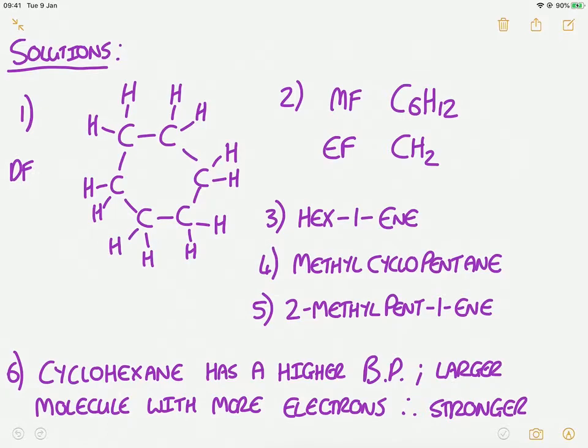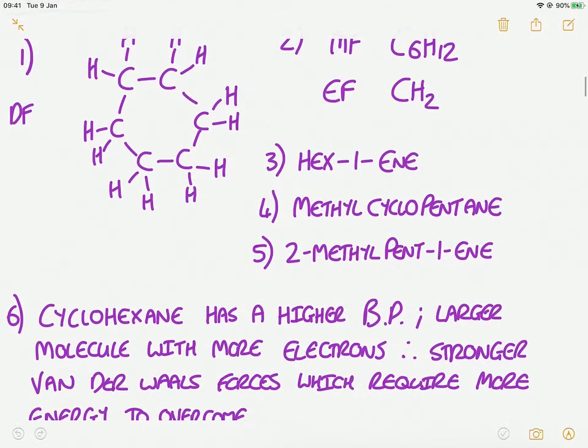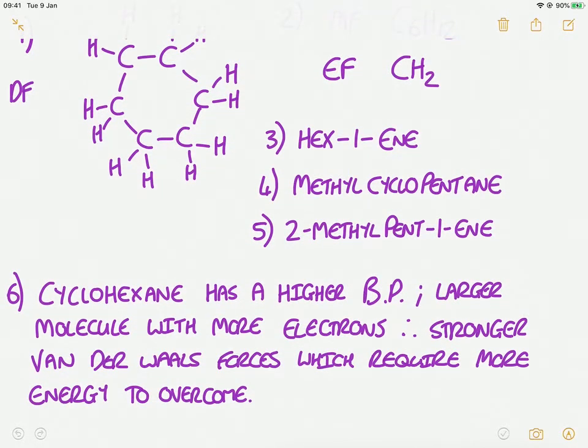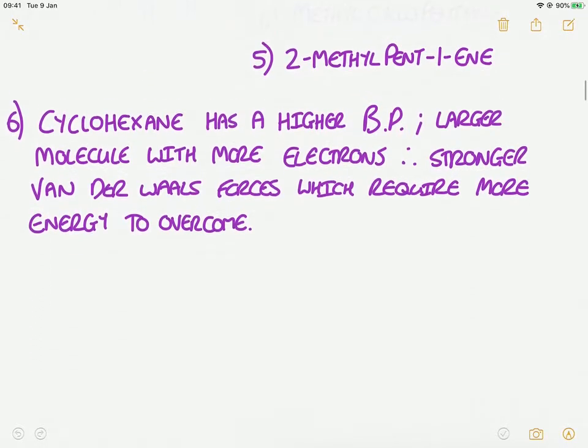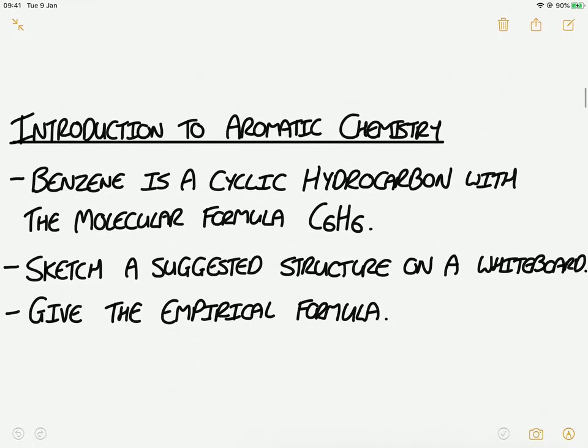The bonding question, the answer has to be cyclohexane because it has a higher boiling point due to being a larger molecule with more electrons or a larger surface area or whatever, so stronger van der Waals forces which require more energy to overcome. So then, those questions are all about cyclic compounds, and that links quite strongly to what we're about to do, although we're not looking at cyclic alkanes. So then, here are the facts.